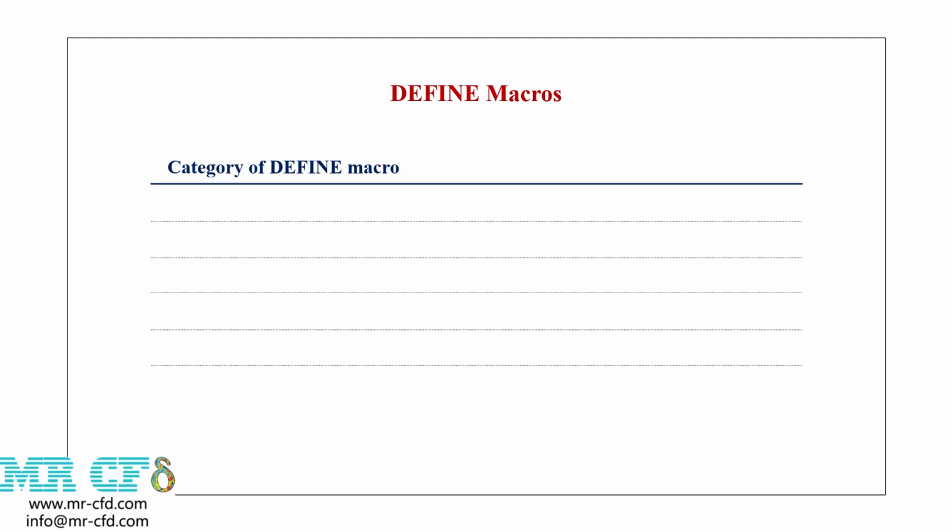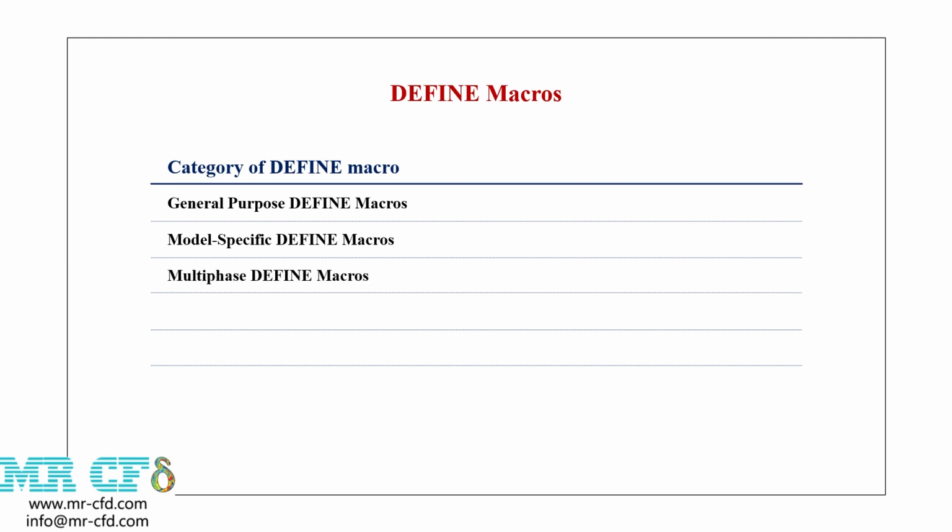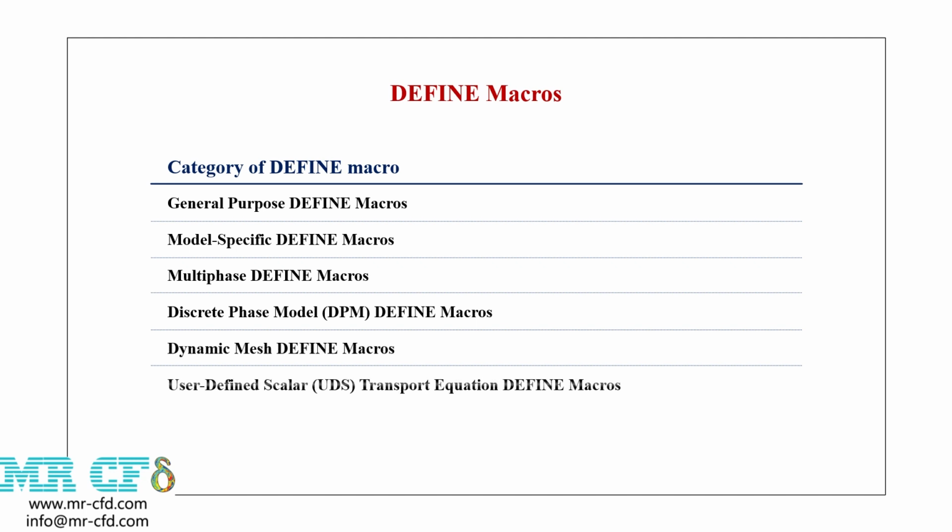We use UDF programming in many sections of the Fluent software environment, so there are a very large number of defined macros available. Therefore, we provide a general categorization of macros, which is as follows: general purpose defined macros, model specific defined macros, multi-phase defined macros, discrete phase model defined macros, dynamic mesh defined macros, and user defined scalar transport equation defined macros.